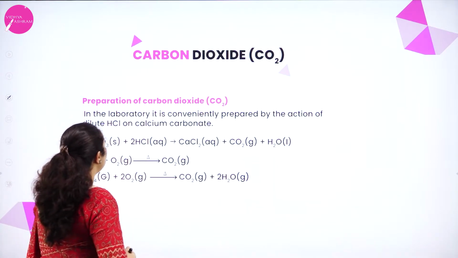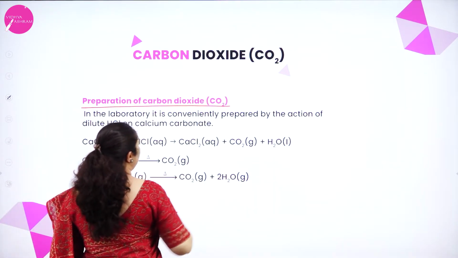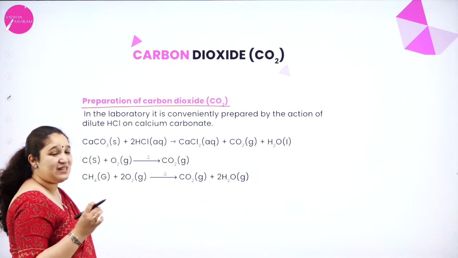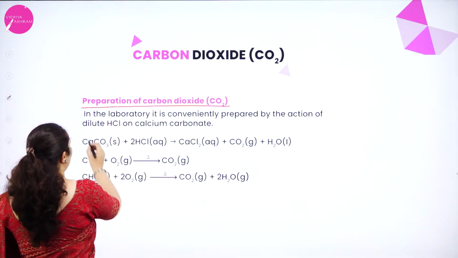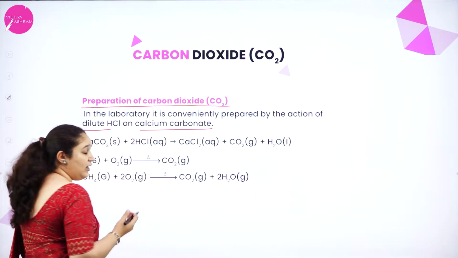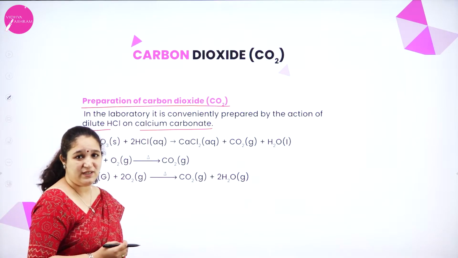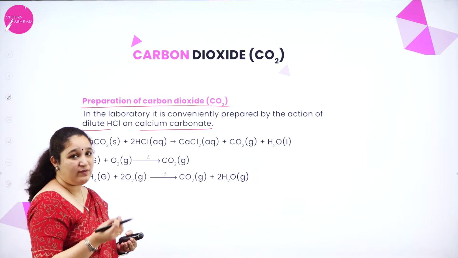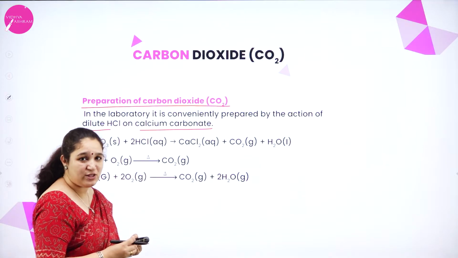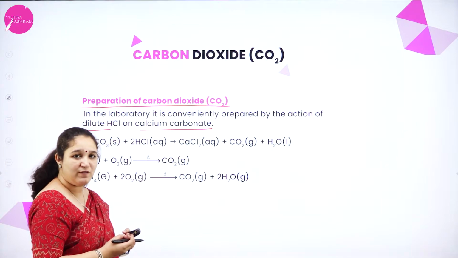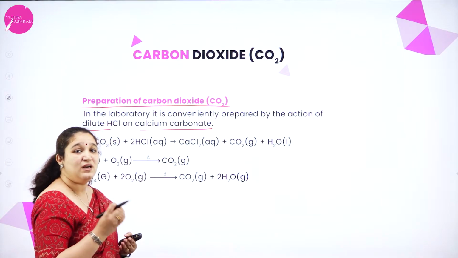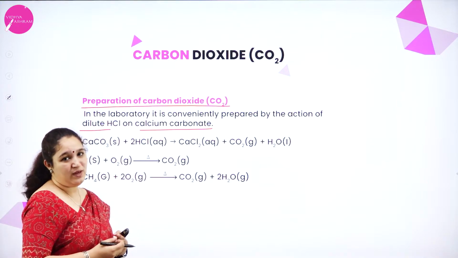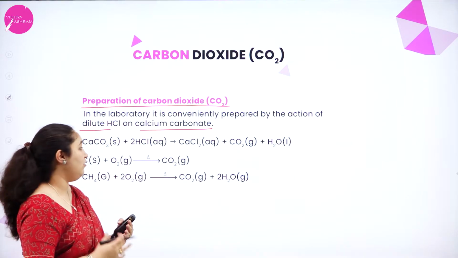Okay, so first is preparation of carbon dioxide, CO2. In the lab, it is conveniently prepared by action of dilute HCl on calcium carbonate. We have done this in the lab also, isn't it? We take calcium carbonate salt and if you add a small amount of dilute HCl or even dilute H2SO4, you can see brisk effervescence coming and that is nothing but carbon dioxide gas which is liberated. You can collect the gas and you can use. This is the laboratory method of preparation.